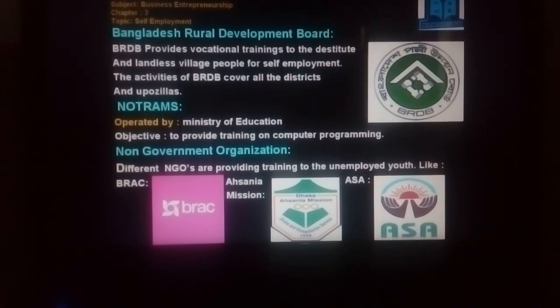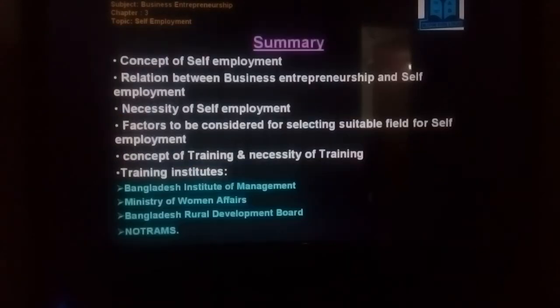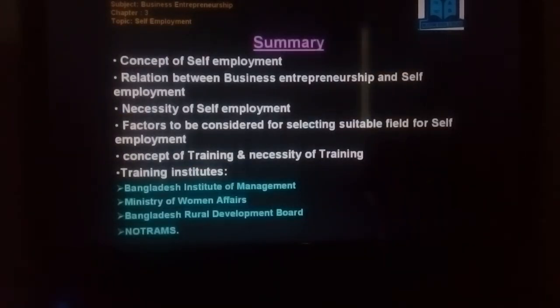Okay students, that was all from chapter 3. Let's take a glance at what we have learned today. So students, we have learned about the concept of self-employment, the relation between business entrepreneurship and self-employment, the necessity of self-employment, factors to be considered for selecting a suitable field for self-employment, the concept and necessity of training, and some information about training institutes like BIM, Ministry of Women Affairs, BRDB, NOTRAMS, etc.